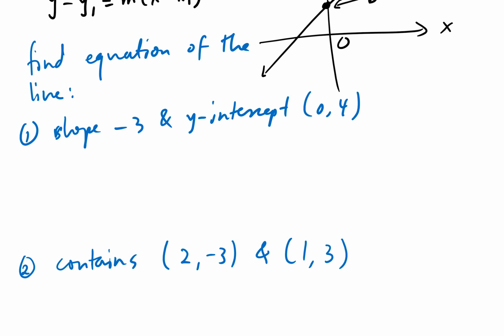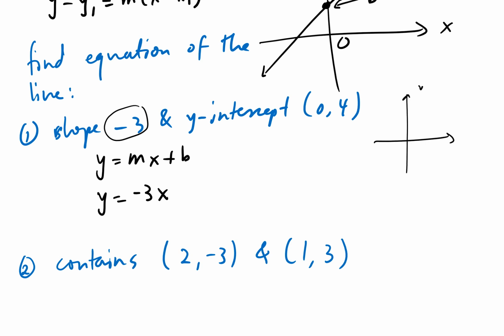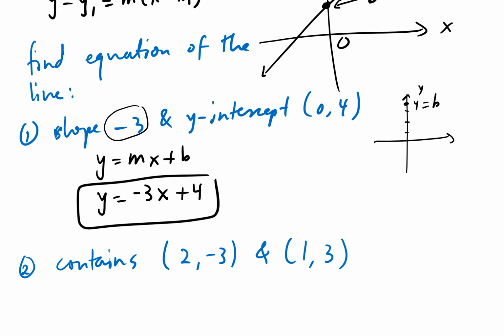For the first one, of course, you have y equals mx plus b. What do I need? I have the slope, -3. I don't need x. X stays as is. And the y-intercept is (0, 4), so the line crosses the y-axis at that point, 4. That's the b value. So b is 4. So that's what we got: y equals -3x plus 4.